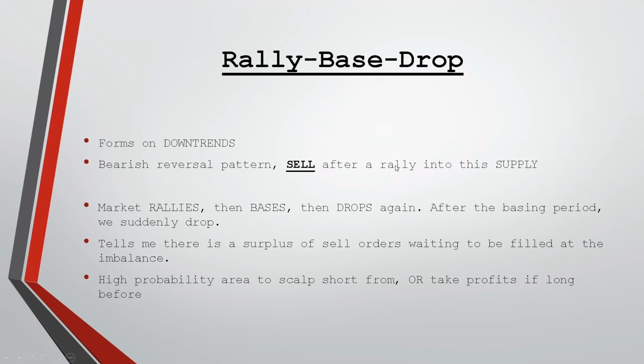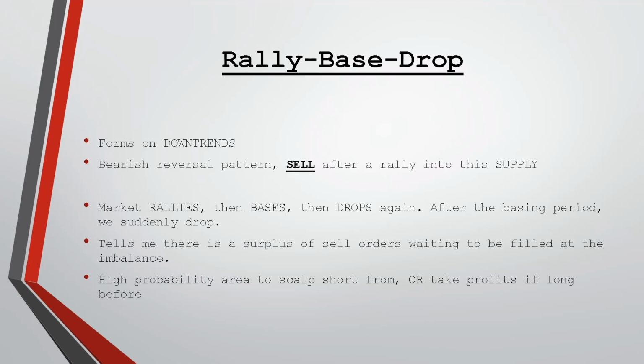Now we have rally base drops. Now this is new. This is the second candlestick structure that I'm looking for. Rally base drops also form on downtrends, but what's important here is that it's a bearish reversal pattern. So if we're in long positions, we look for rally base drops to sell into, to take profit into. So we're looking to sell after a rally into the supply. You can also take this short, but I look for rally base drops to take profits at, and I also will look to take short, but I have to be cautious with taking short here because the overall trend might not be in our favor.